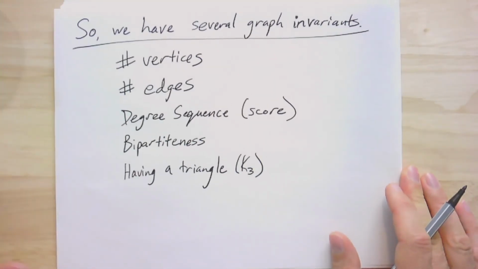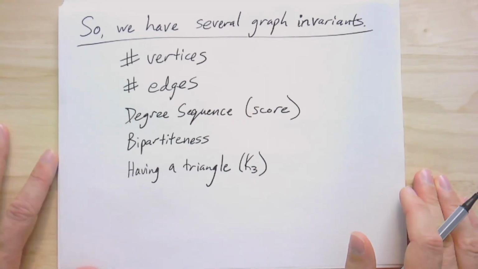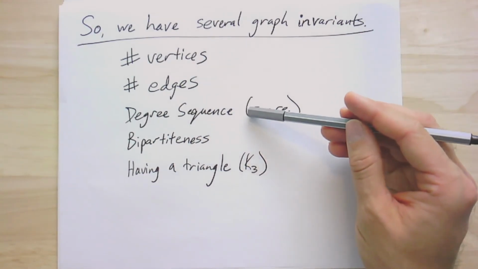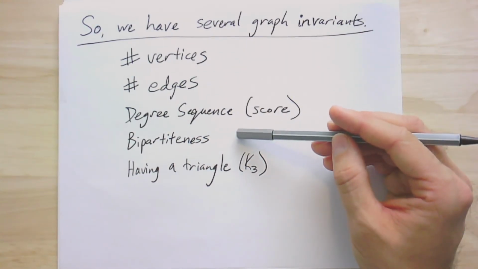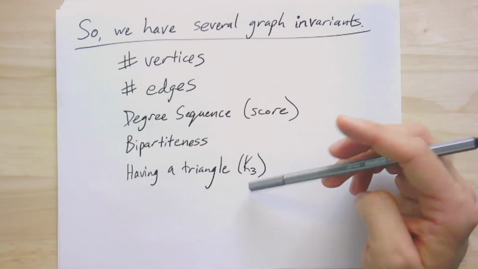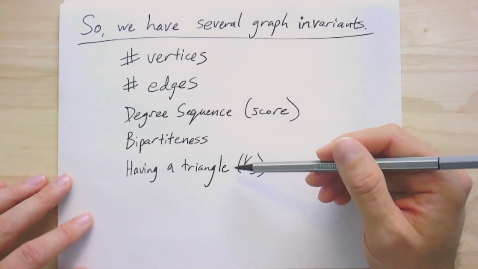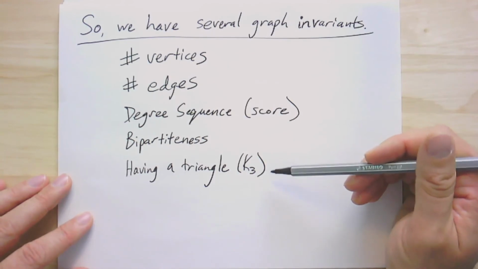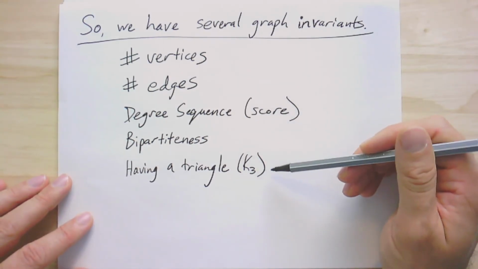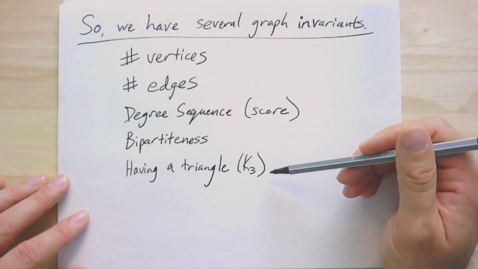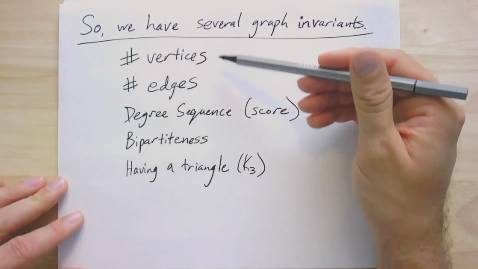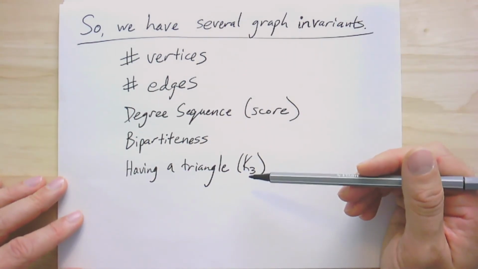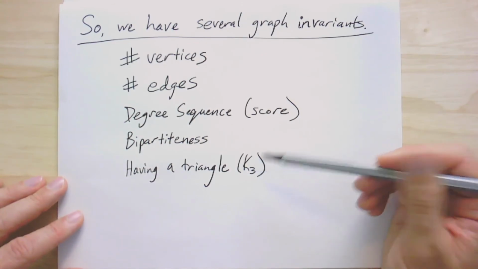Let's just recap real quick here. We saw a bunch of different graph invariants. We saw the number of vertices, number of edges, the degree sequence, whether or not it's bipartite, whether or not it has a triangle. Each of these gives you possibly a quick check to see if two graphs are isomorphic or not. Checking if it has a triangle is probably one of the more expensive of these operations. Still not so bad. But for any one of these, if you compute the invariant and compare it between the two graphs, then if they're different, you know that they're not isomorphic.